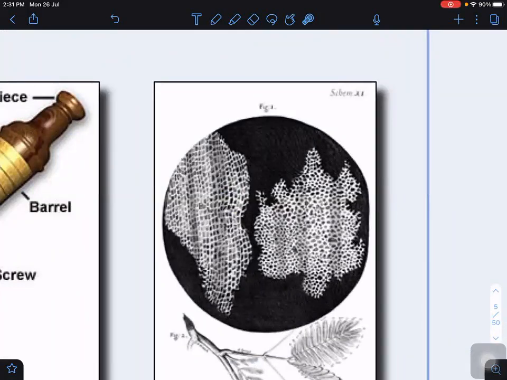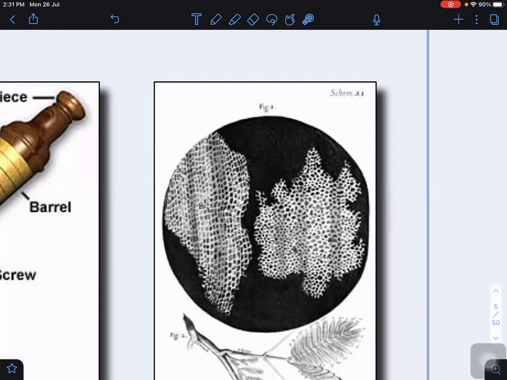So because the word cell, C-E-L-L, basically means the room or the prison, right? The cell, C-E-L-L, the prison. So Robert Hooke looked at this structure, it's something like a prison, the room or the prison, and then he termed this structure as the cell. Are you clear?